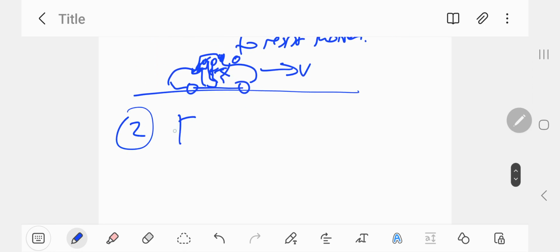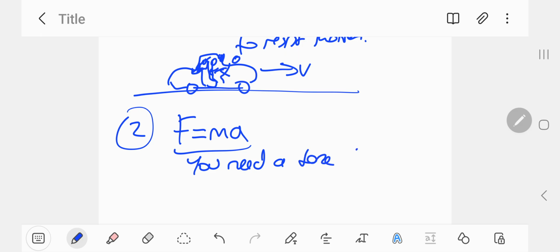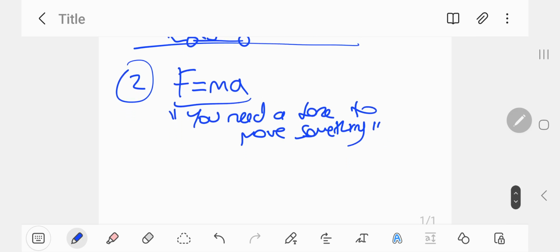Newton's second law is a simple one. It can be defined mathematically. Best way I can define it as a physicist, you need a force to move something. You need a force to move something, whether it be a push, pull, twist, throw.